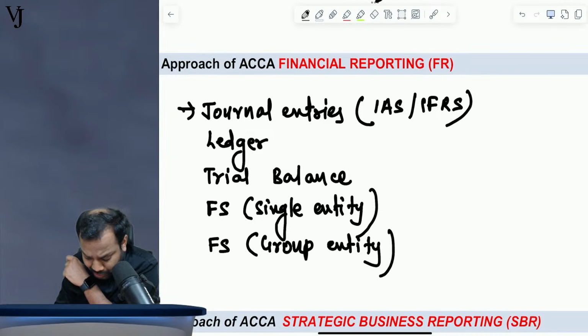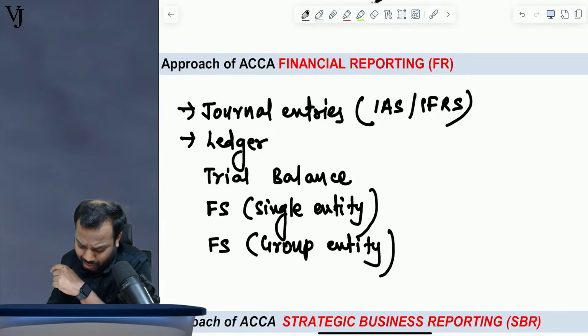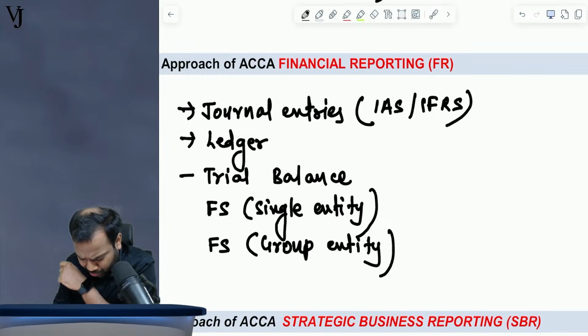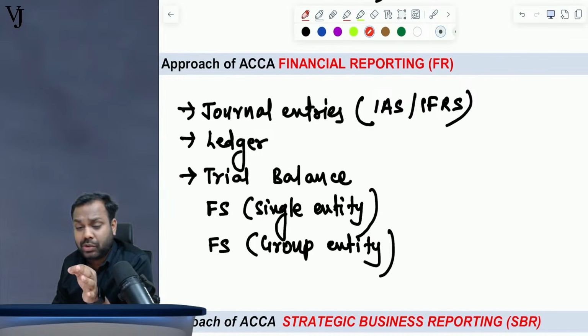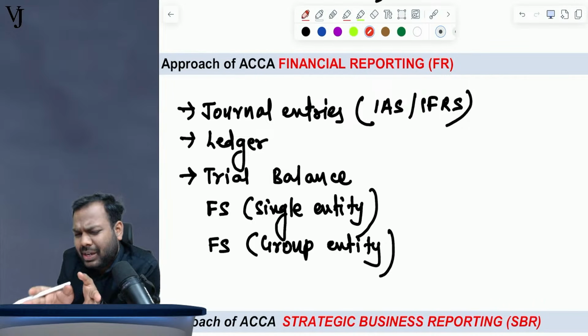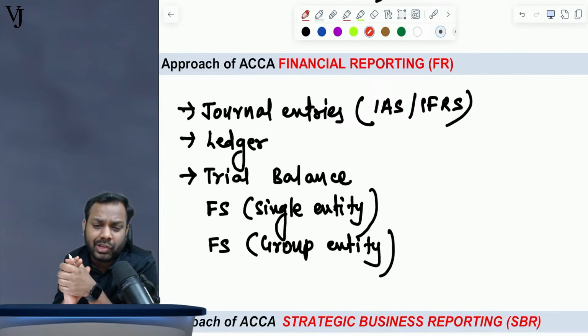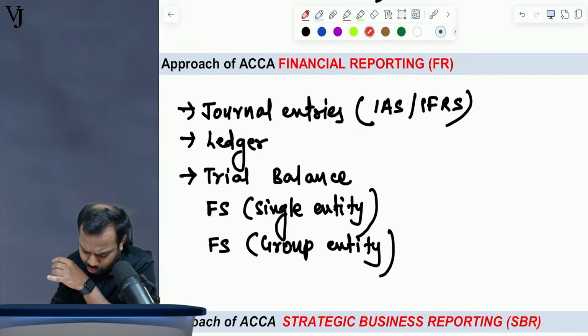Okay. Ledger, not primarily. Trial balance, again not required at FR level or SBR. Yes, the basic knowledge of ledger and trial balance is expected, but it won't be tested in the exam. They won't ask you to prepare ledger and trial balance. So I am striking it off.